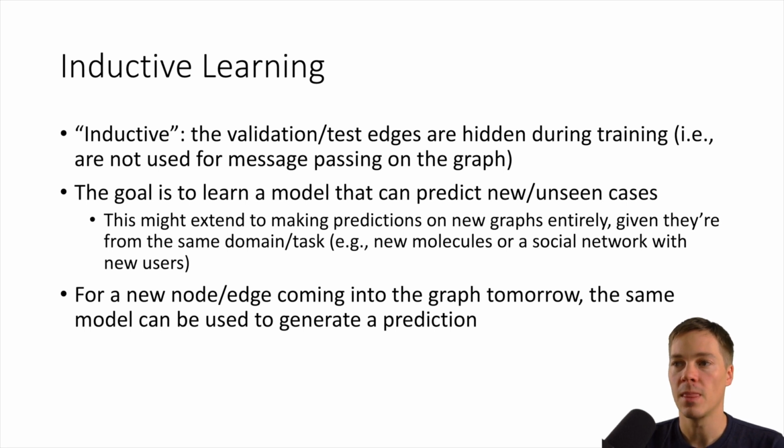set. Or more subtly, if you have a social network, which is now modified a month later because you have a lot of new users, this is in some sense a different graph, but it's highly related to the one you were using previously, and you might want your model to generalize given that it's an identical task but a slightly different topology to the graph. For a new node and edge coming into the graph tomorrow, in this case, the model can be used to generate a prediction.